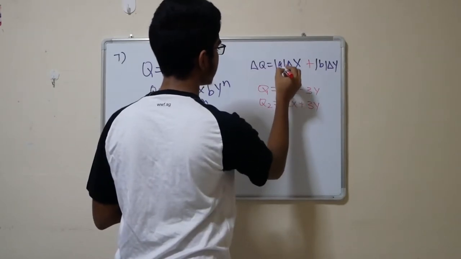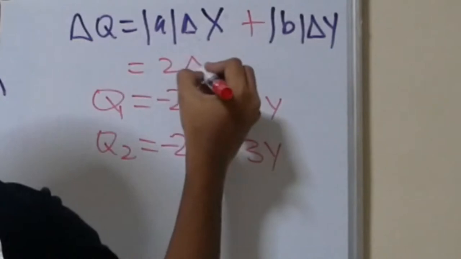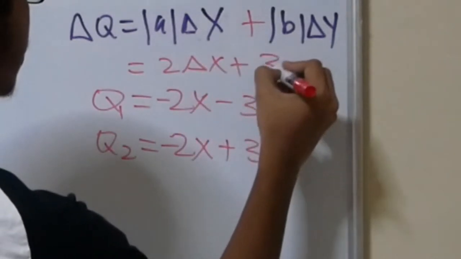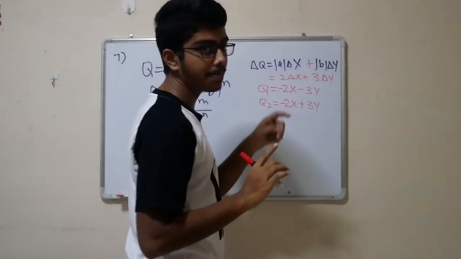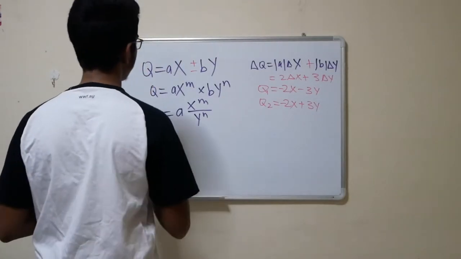So in this case, you take 2 instead of negative 2. So this will become 2 del x plus 3 del y. It's always a plus sign. Never put a minus sign because many people do that and get it wrong.